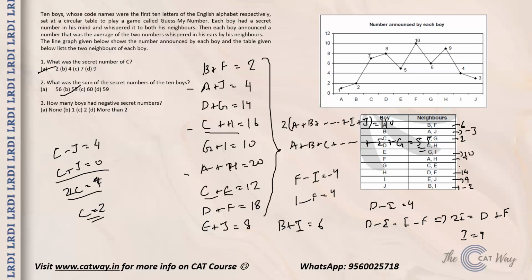Theek hai. And if F is equal to 5, what else can we get? Where is another F? F is with D. So D becomes 13. Okay, D becomes 13. And then you have a G, so G becomes 1. So in total, how many negatives are there? There are only 2 negatives. So option number C becomes the right answer. Okay, option number C for the third question is the right answer.